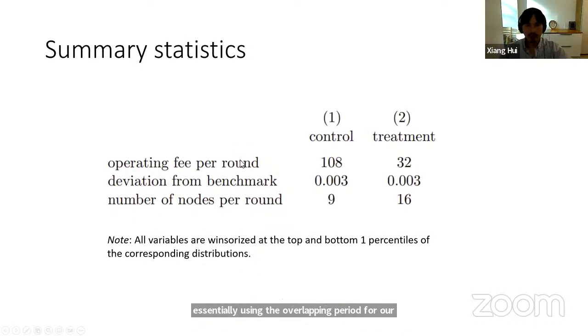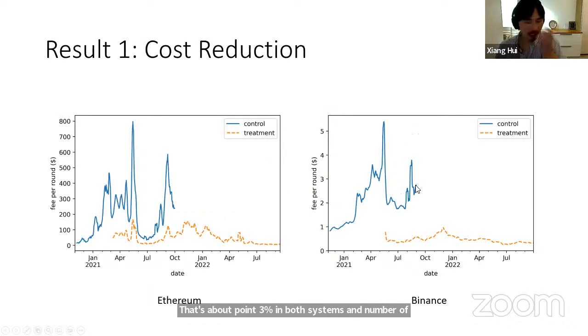In terms of summary statistics, the average operating fee per round in the control system, in the on-chain voting system, is about $100, whereas that for the off-chain method is only $30. So you can already see from the summary statistics that there's a big decrease, subject to the caveats of dynamic selections and different confounders, which we deal with the fixed effects. Now, if you look at the deviation from the Binance benchmark, that's about 0.3% in both systems, and number of nodes per round increases in the off-chain method.